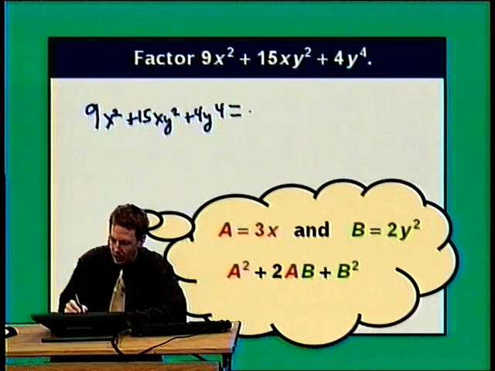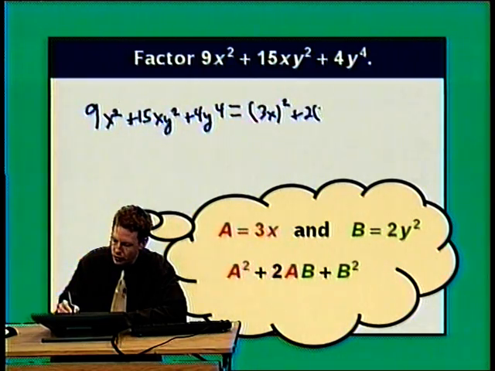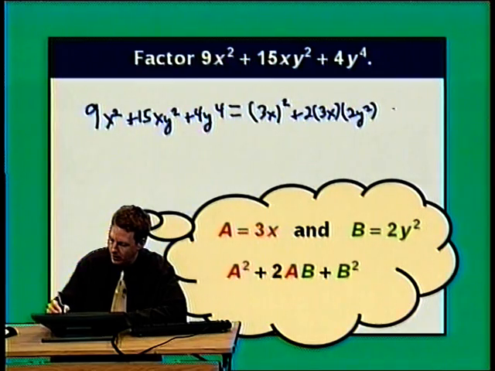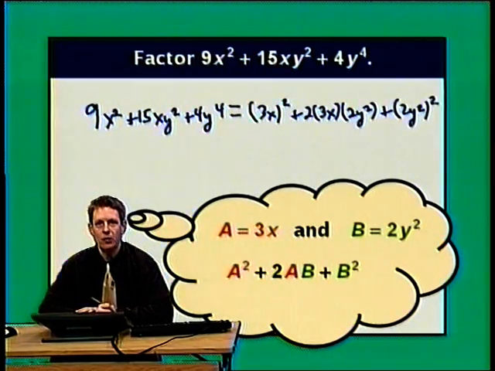Does that equal 3x quantity squared plus 2 times 3x times 2y squared plus 2y squared, quantity squared?